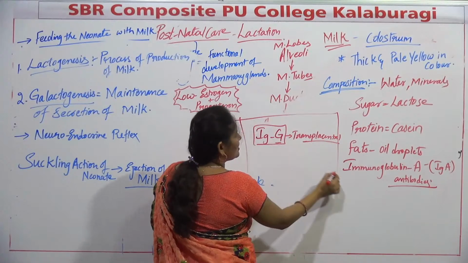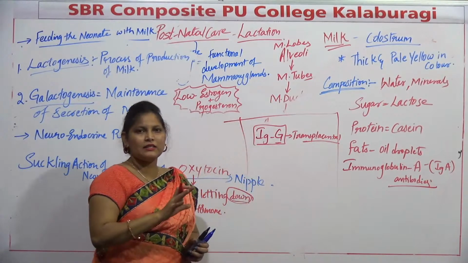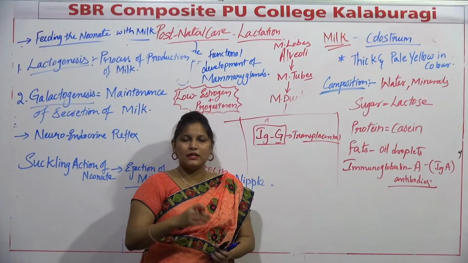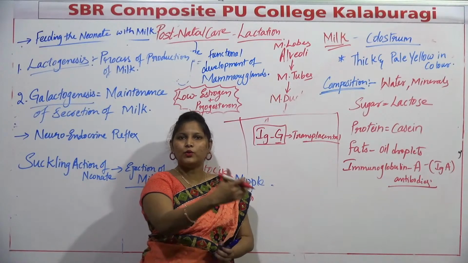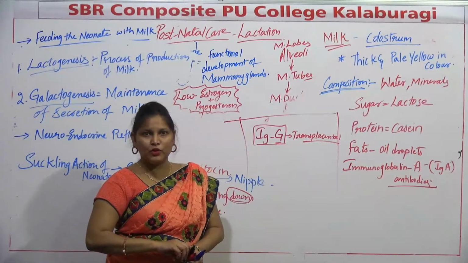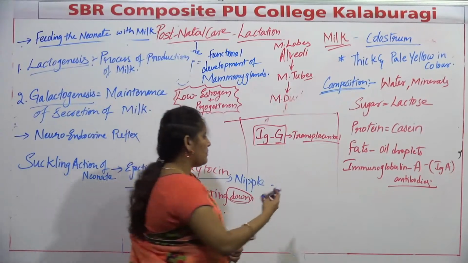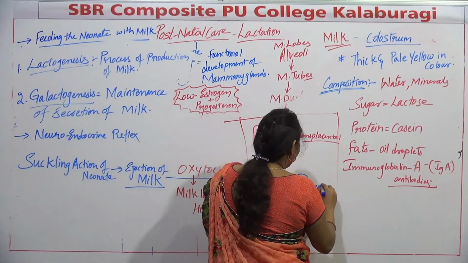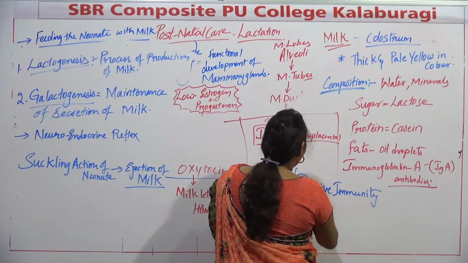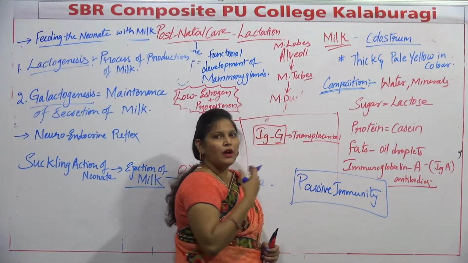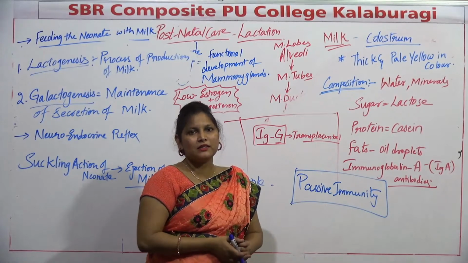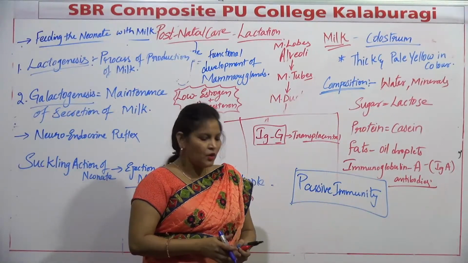So the IgG and IgA antibodies, as they are produced in the mother, are directly given to the fetus. The immunity provided to the fetus by the ready-made antibodies is known as passive immunity. So the fetus develops passive immunity. The fetus attains passive immunity from the mother through the IgG antibodies from the placenta and IgA antibodies from the colostrum.